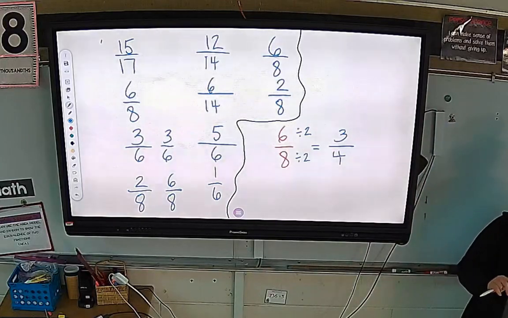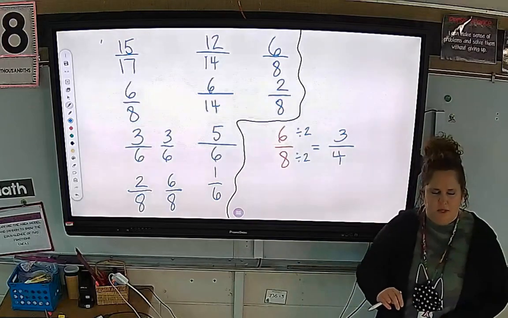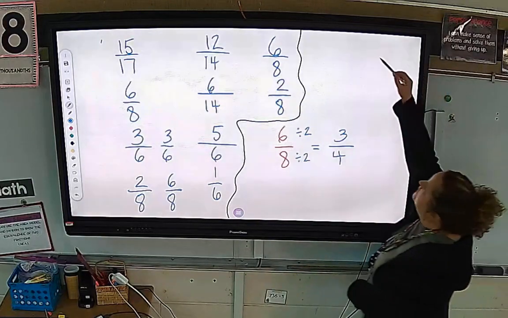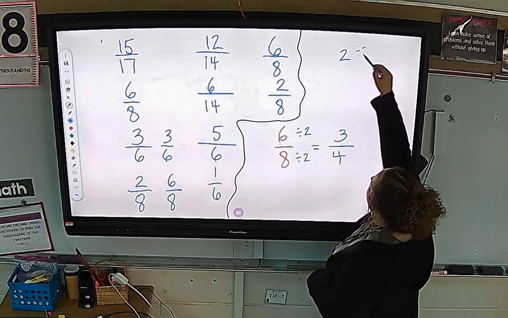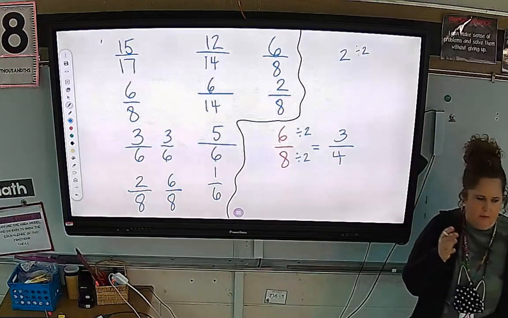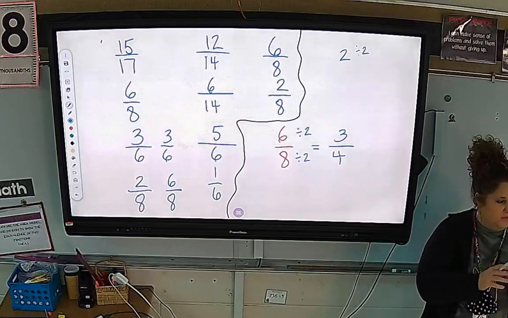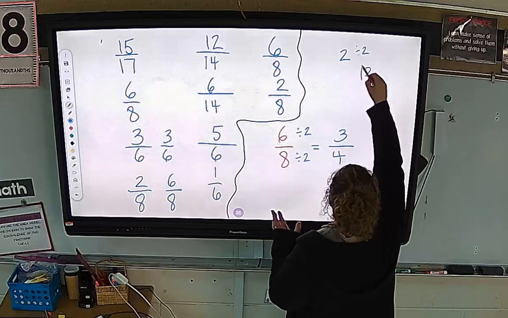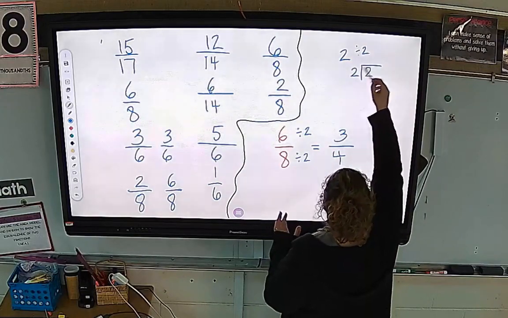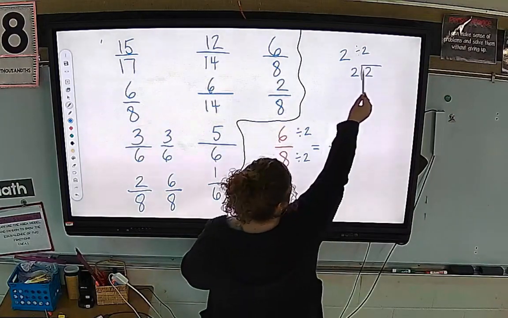Yesterday in second period, there were times where we'd have a number like 2, and then it would say beside it, divide it by 2. And everybody forgot what that was. If you forget, even with these small numbers, write it this way: 2 divided by 2. And then you kind of know what question to ask. How many groups of 2 can I get out of 2?